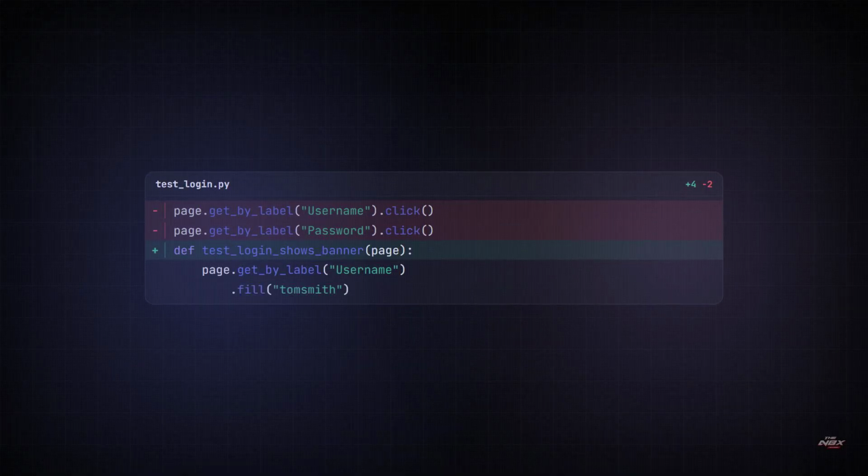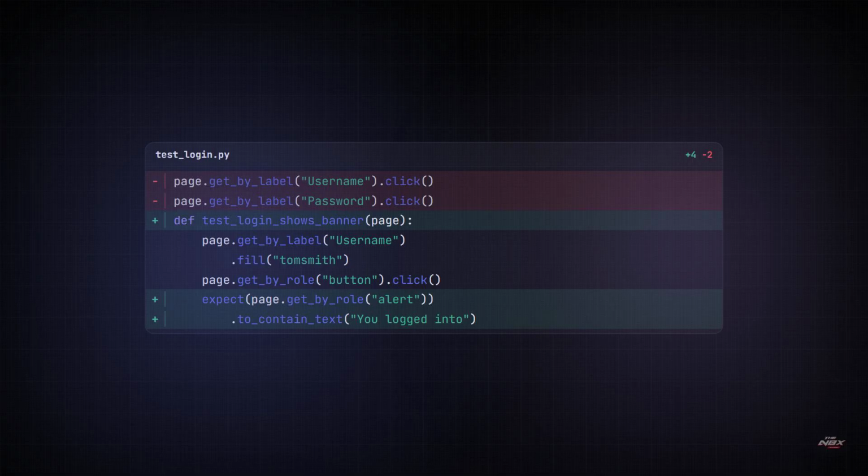So here's the workflow that works. Record it. Steal the locators. Rewrite the rest. Give it a name that says what it proves. Add the assertion codegen was never going to write. Same locators, completely different thing.